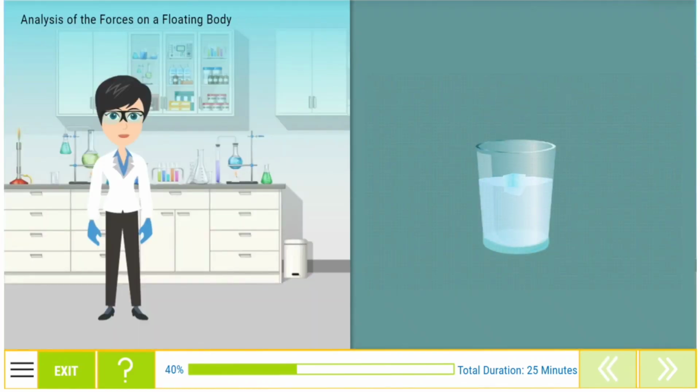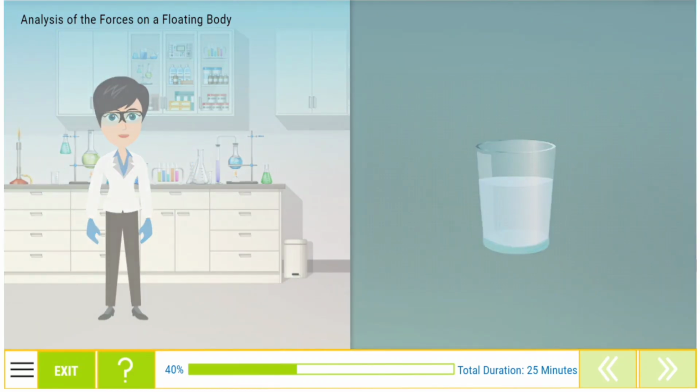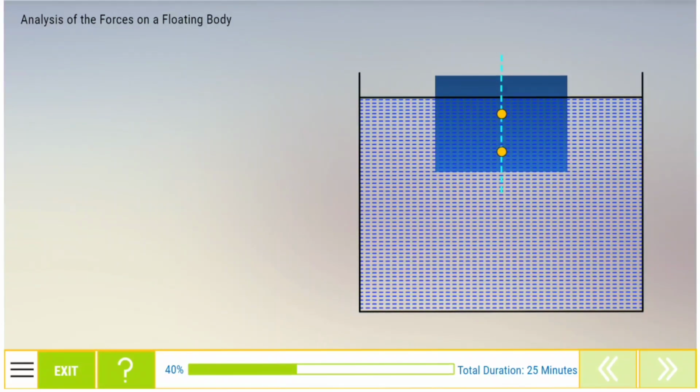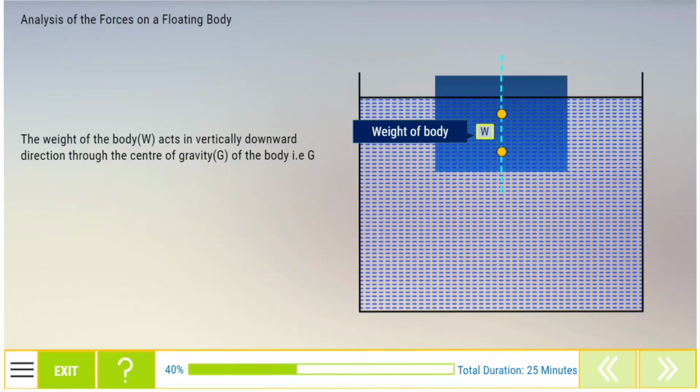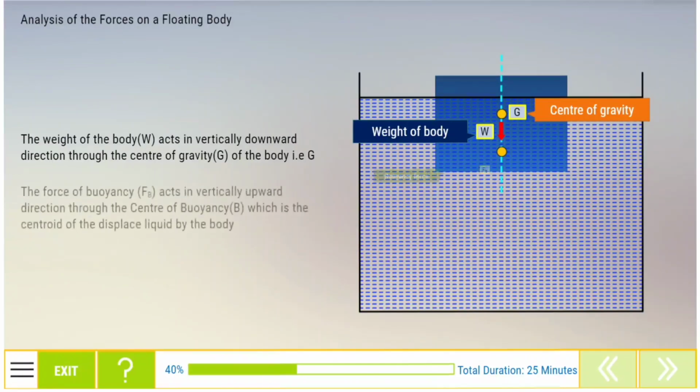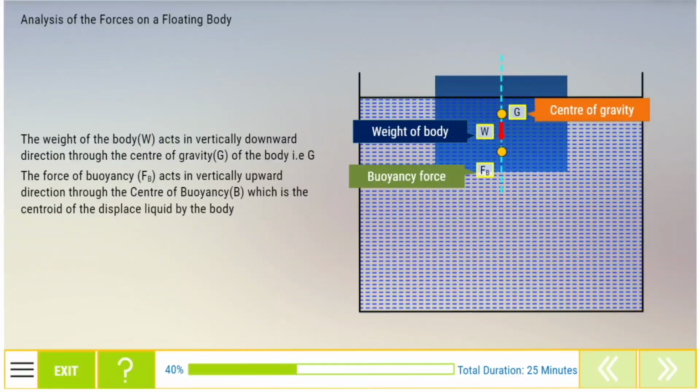Analysis of the forces on a floating body. Consider a floating body and let's analyze the forces acting on it. The first force acting on the floating body is the weight of the body, that is W, which is acting in the vertically downward direction through the center of gravity of the body, that is G. The second force is the buoyancy force, that is FB, which is acting in the vertically upward direction through the centroid of the immersed portion of the body, that is B, and is equal to the weight of the displaced volume of the body. For the body to be in equilibrium, FB is equal to W, since both the forces are acting along the same vertical line.